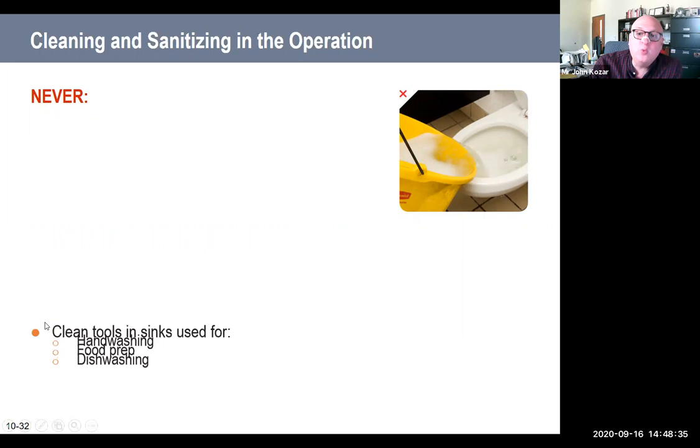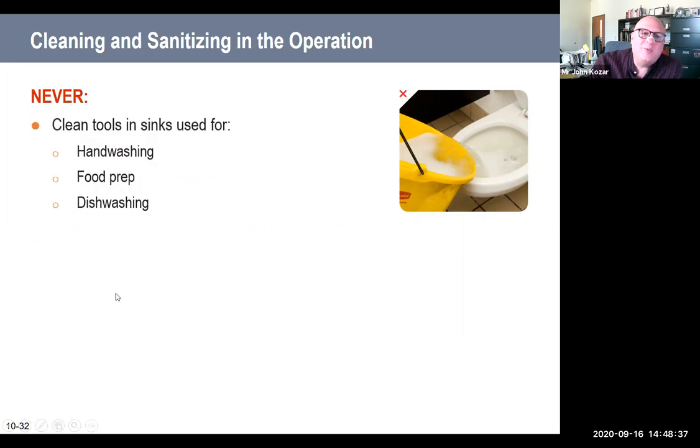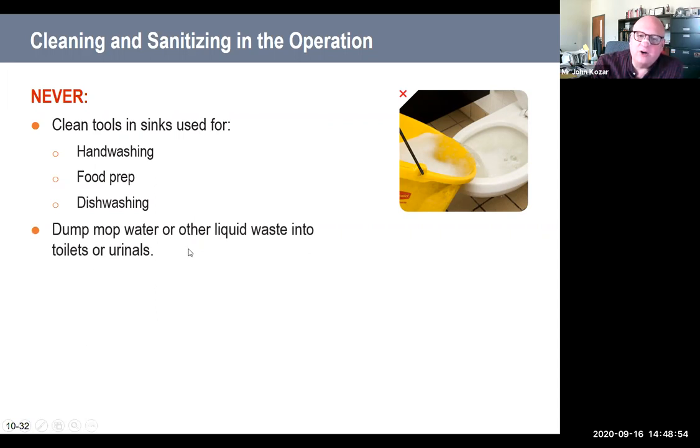Some things that you don't want to do. Your tools that you use for cleaning, you don't want to clean those in a sink that is used for any of these: hand washing, food preparation, or dishwashing. That's what your janitor's closet is for. You also do not want to dump mop water or other liquid waste into toilets or urinals. You could splash contaminants onto the bucket if you do something like that.